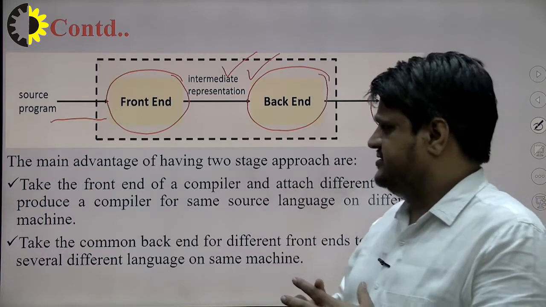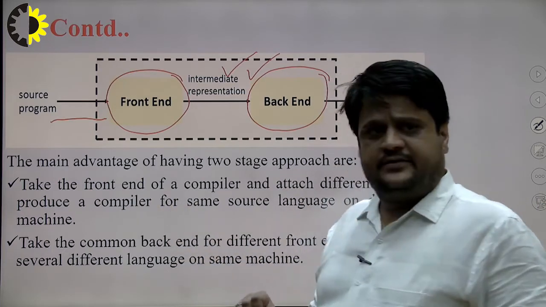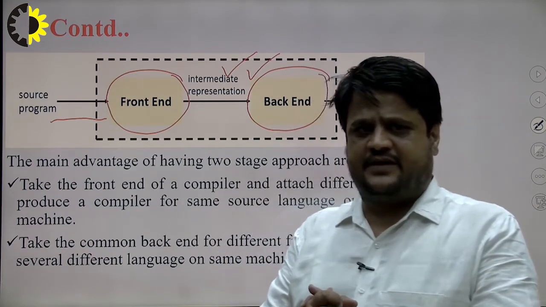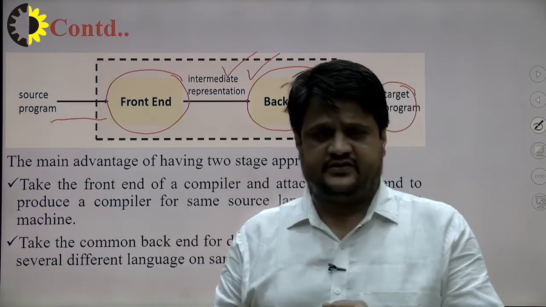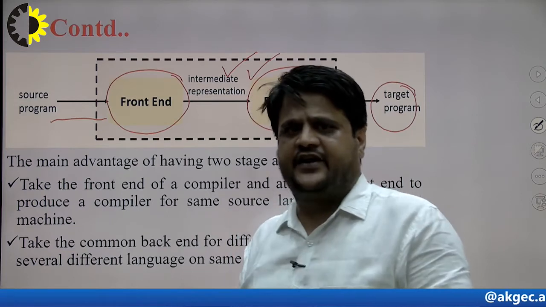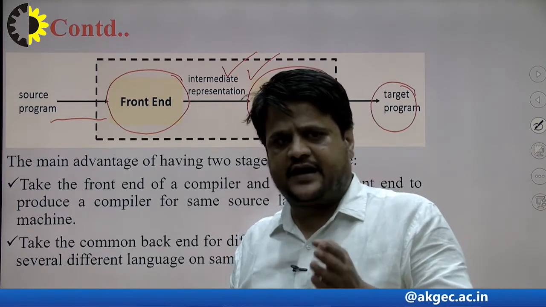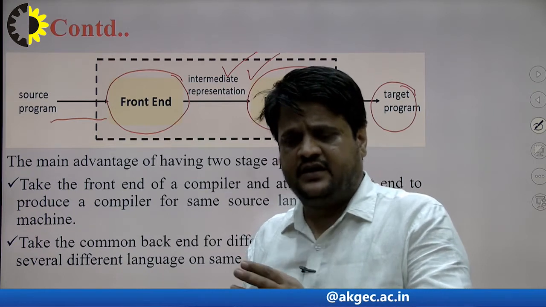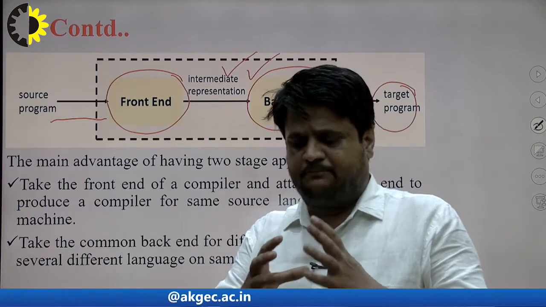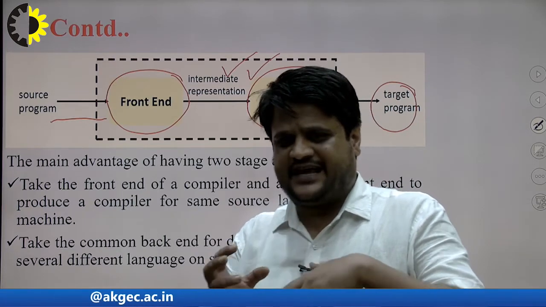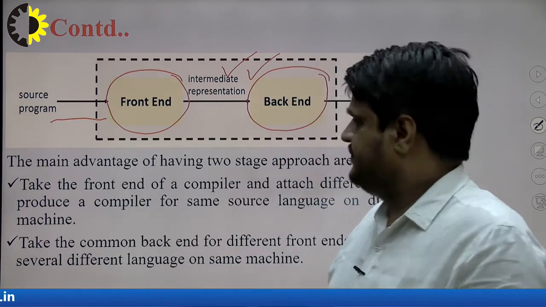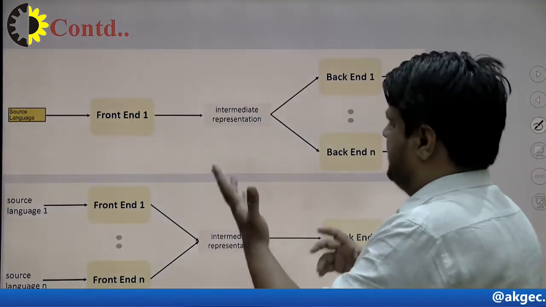The first advantage is that we can take the front end of a compiler and attach a different back end to produce a compiler for the same source language on a different machine, right? The second advantage is that we can take the common back end for different front ends of the compiler. Several different languages on the same machine can be compiled, right? Or you can say we can construct the compiler for several high level programming languages on a single machine. This figure clearly illustrates the working.